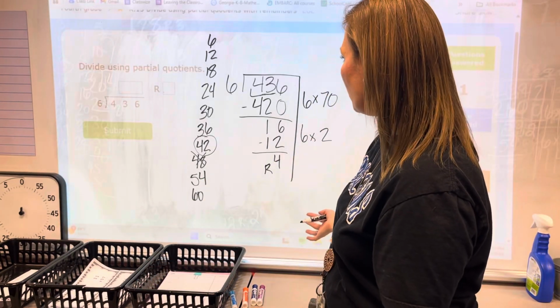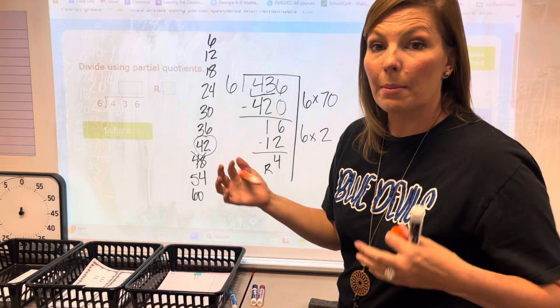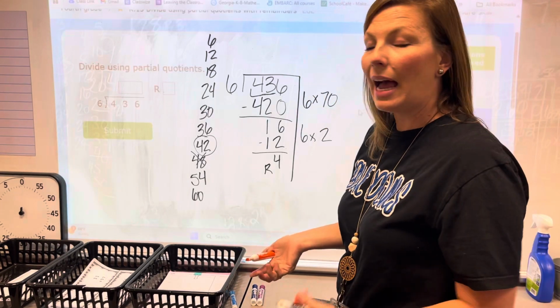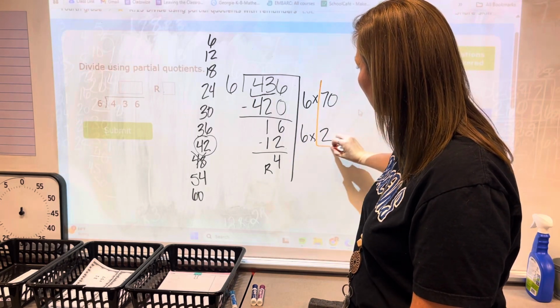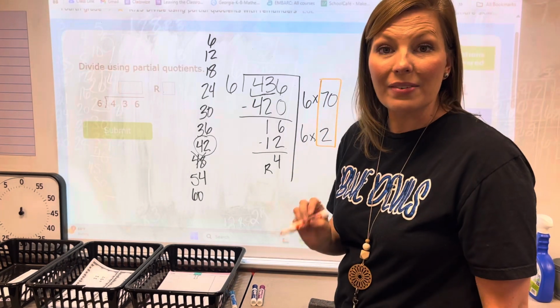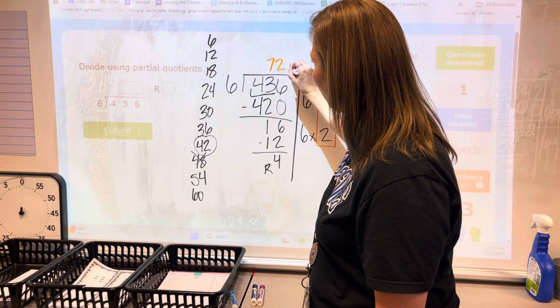So now here we are. So when we think about this point here, what we need them to see is the parts. What powers of 10 did I have to use to be able to solve this problem? Well, my partial quotients are here. So we have 72, and then we have remainder 4.